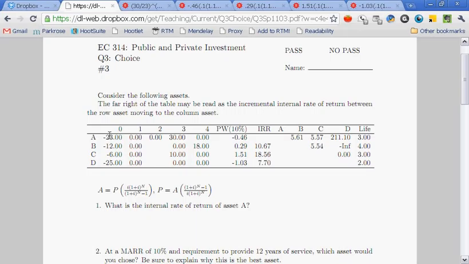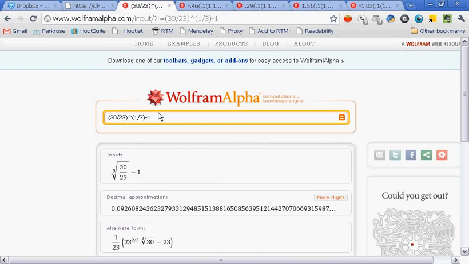Negative sign goes in front of it, raising that fraction to the power of 1 on the life of the asset, so it's 1/3, and then subtracting 1, so you get something that looks like an interest rate. So you're doing exactly this right here and finding out that the internal rate of return of this asset is 9.2%. So that's the first calculation.